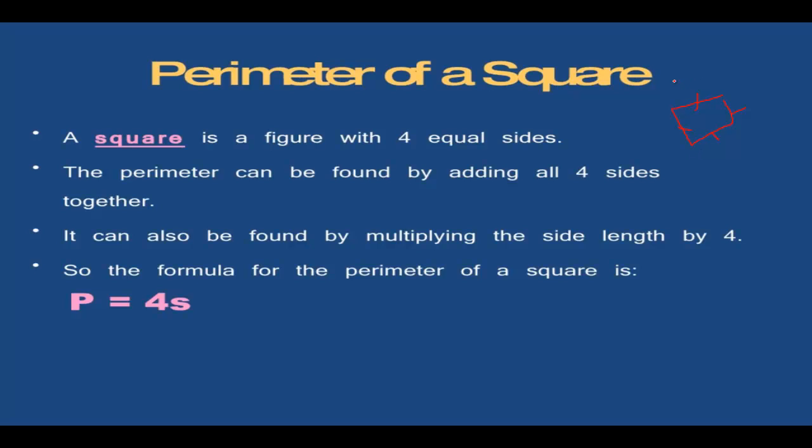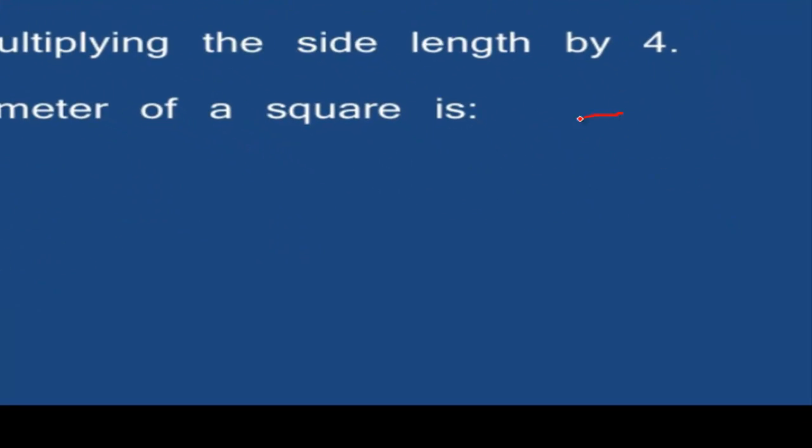So if this side is equal 3, this side also is equal 3, this side also is equal 3, this side also is equal 3. So the square is all sides are equal. The perimeter can be found by adding the 4 sides. So if we need to find the perimeter of this square, I'm gonna draw it correctly here. We have this side is 3, this side is 3, this side is 3, and this side is also 3.